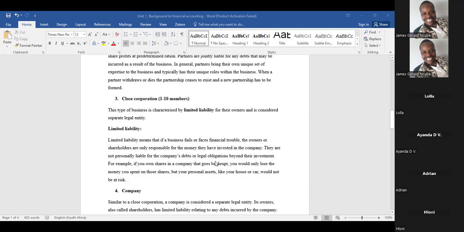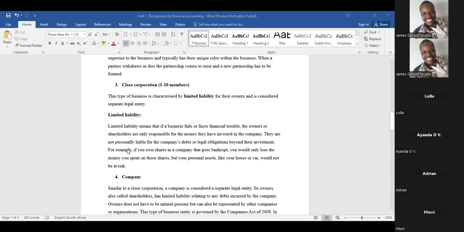So you're probably wondering, okay, what is limited liability? Don't worry, guys, I got you. Because I remember we do not know this. We are seeing this for the first time. Limited liability simply means that if a business fails or faces financial trouble, the owners or shareholders are only responsible for the money which they would have invested. Unlike a sole trader, right? Here, the owners are only responsible for the amount which they would have invested, not personally liable. That means that their cars and their houses are not at risk if this business is to go into debt, right?